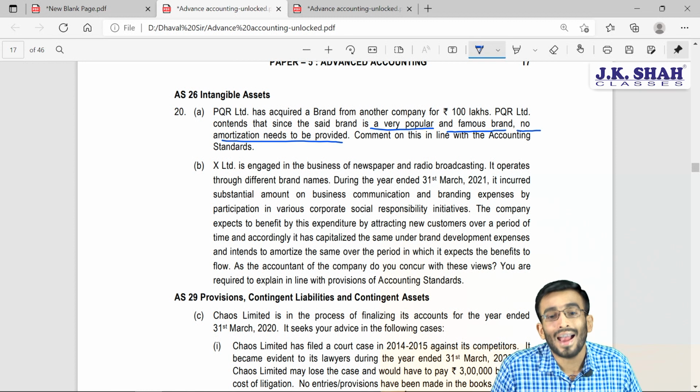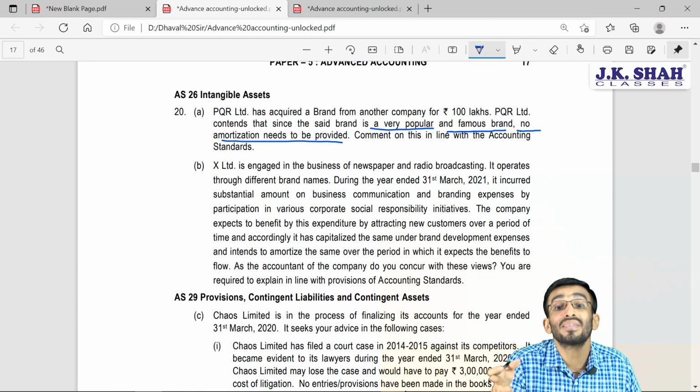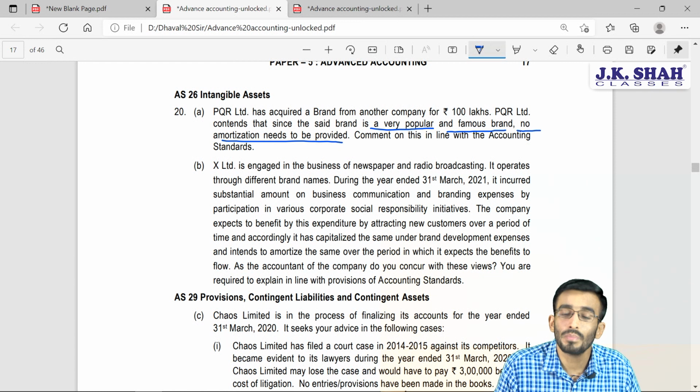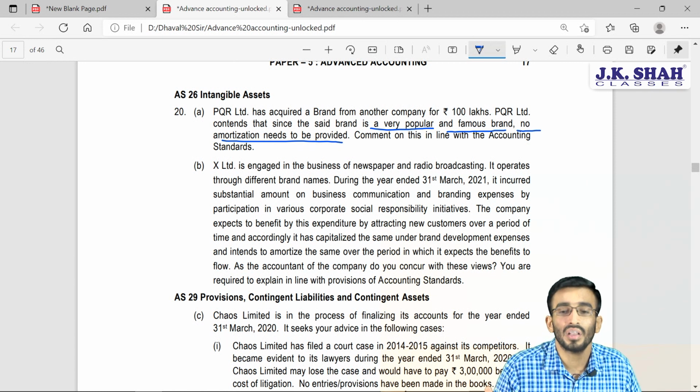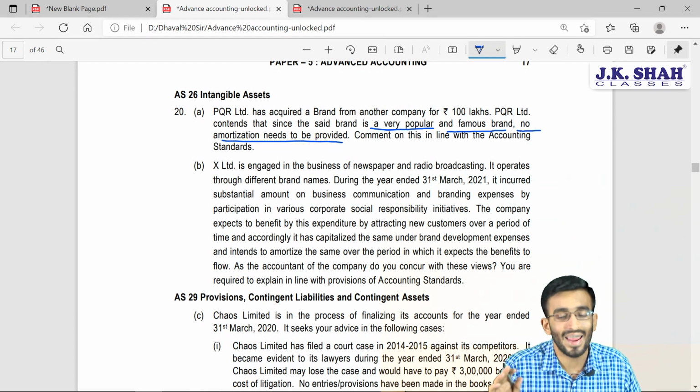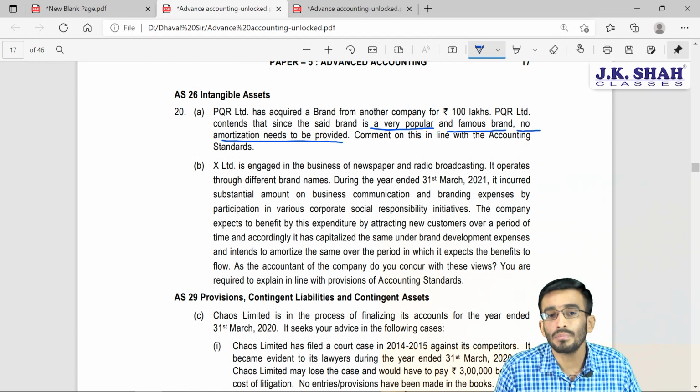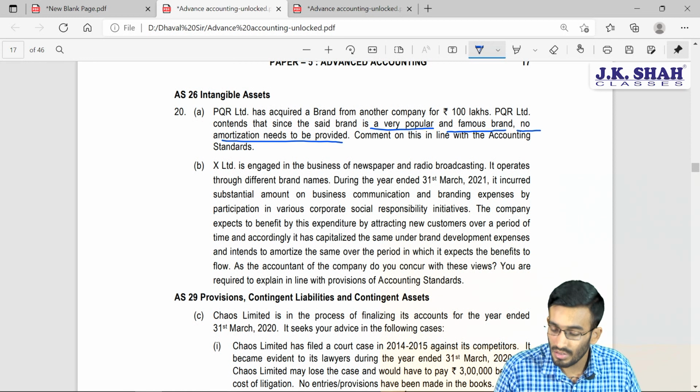Not correct. As per AS26, the life of an intangible asset cannot be more than 10 years, or I can say there is a rebuttable presumption that the life of the intangible asset cannot be more than 10 years, unless you prove that the life of the intangible asset is more than 10 years. Else, you have to amortize that intangible asset over a maximum period of 10 years.